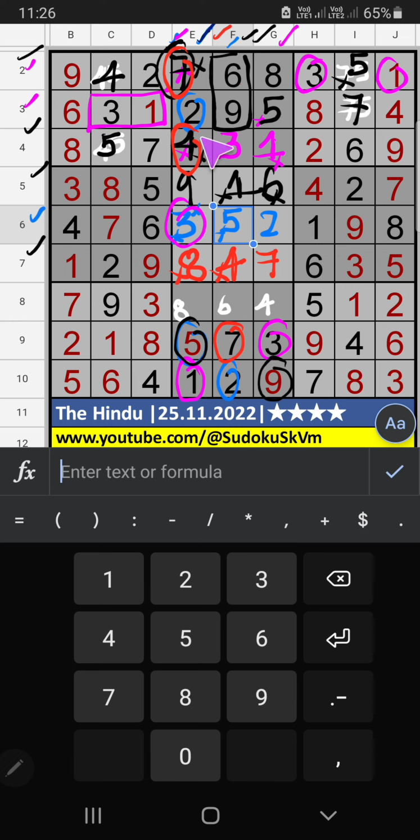Column E, we have 4 and 8. So 4 and 8 can't come in this cell, it will come in another 2 cells. Column F, we have 4. So 4 can't come in the cell, 4 is confirmed here, then 8 is here. Then 8th row, only one number is remaining, 6. 6 is confirmed here.